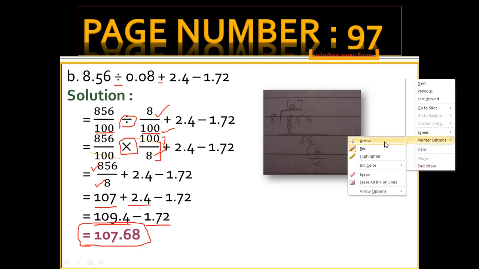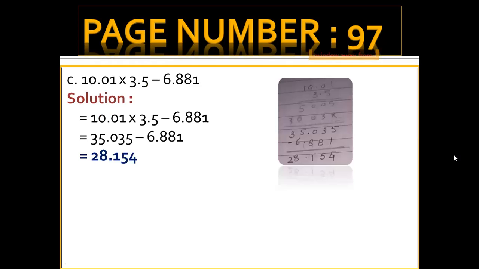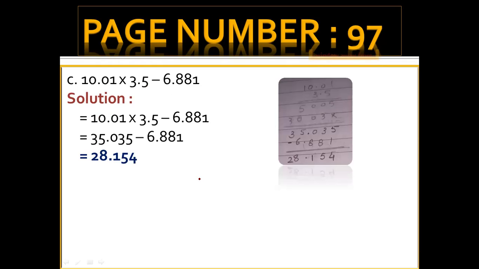C part: 10.01 multiply 3.5 minus 6.881. First we do the multiplication and then the subtraction. Multiply 10.01 with 3.5, 35.035. I did the multiplication for you in the rough work.